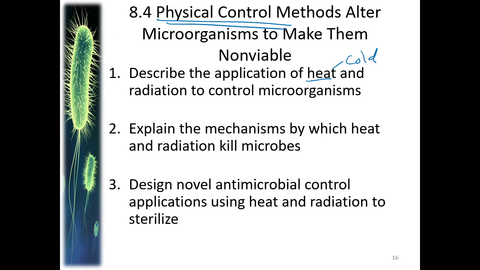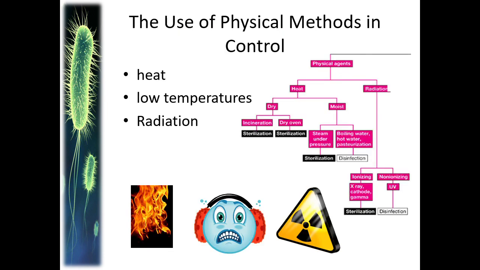Cold. We can use cold to slow microbes down. What do you have in your house that slows the growth of microbes? You have two different things. The refrigerator, right? That's why you put leftover food in the refrigerator. If you really want to slow it down, the freezer. Exactly. We're going to talk about why heat and radiation kill microbes, and how you would apply those to different situations.